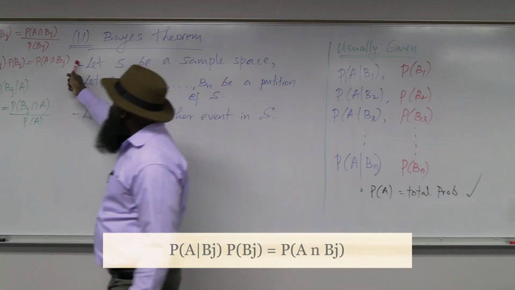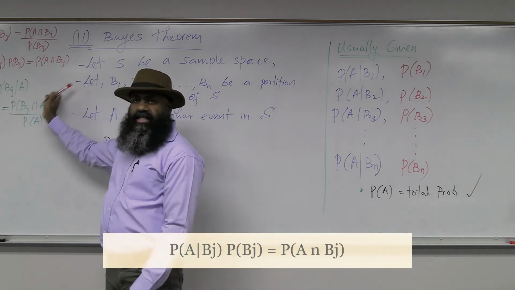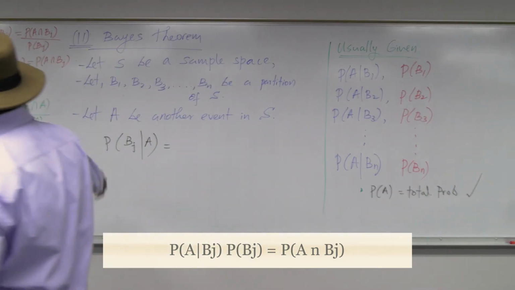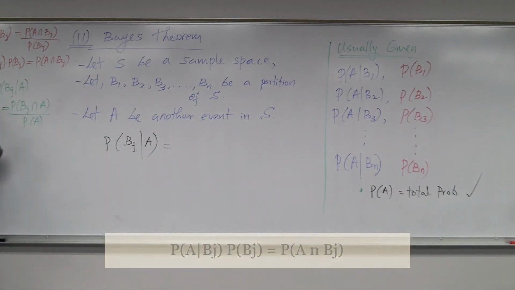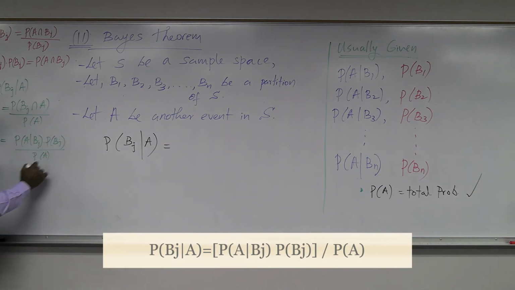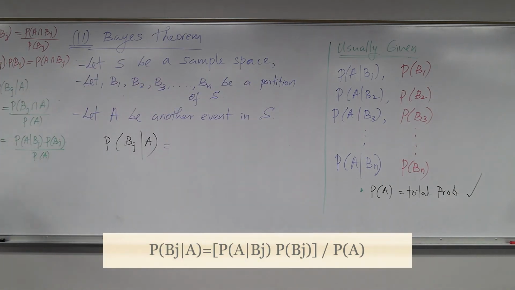So I'm going to plug in this left-hand side for the numerator here. A intersection B sub J is also equal to B sub J intersection A. So I can write down that term on top of this equation. Probability A given B sub J times probability of B sub J, all that divided by probability of A. Now probability of A is something that we know from the total probability theorem. Okay, so everything is now clear. We know all the pieces on the right hand side. So that's the Bayes theorem.